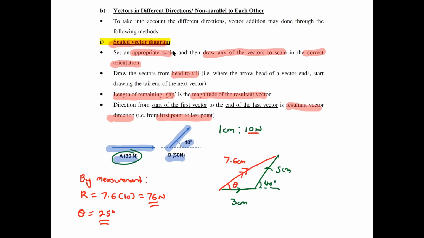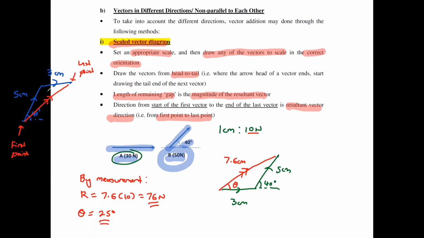Now bear in mind that you can also do the scale vector diagram method by starting off with vector B first. If we use vector B, it will be done like this. You draw vector B at 5 centimeter at an angle of 40 degrees to the horizontal, followed by vector A at 3 centimeter horizontally. The gap will be the resultant. And since this is my first point, and this is my last point, my direction would be in this direction.